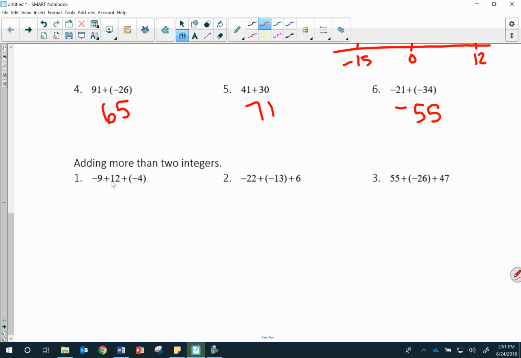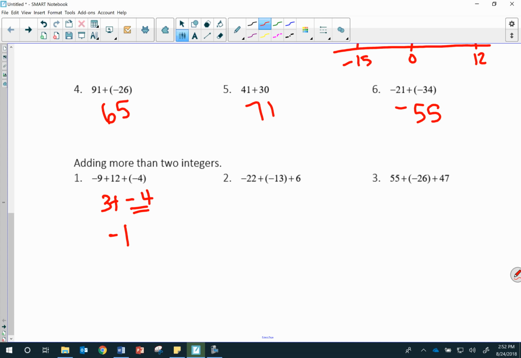Negative 9 plus 12. Our signs are different, so we subtract 9 from 12 to get 3. Take the sign of the larger absolute value, which remains positive, but then we still need to add that negative 4. Again, our signs are different. Subtract 3 from 4 to get 1. Take the sign of the greater absolute value, which in this case is negative 4. So our answer will in fact be negative 1.